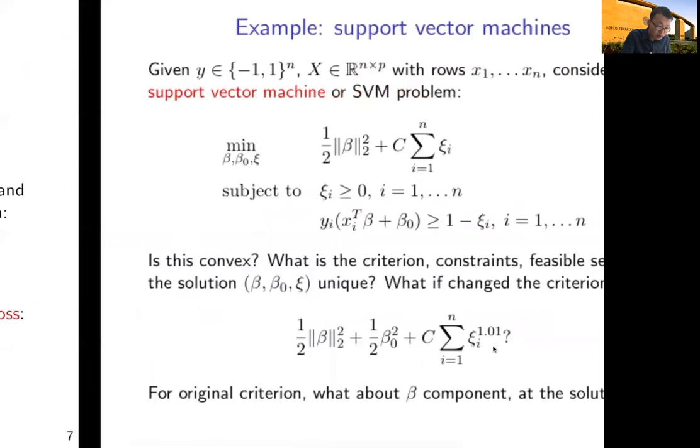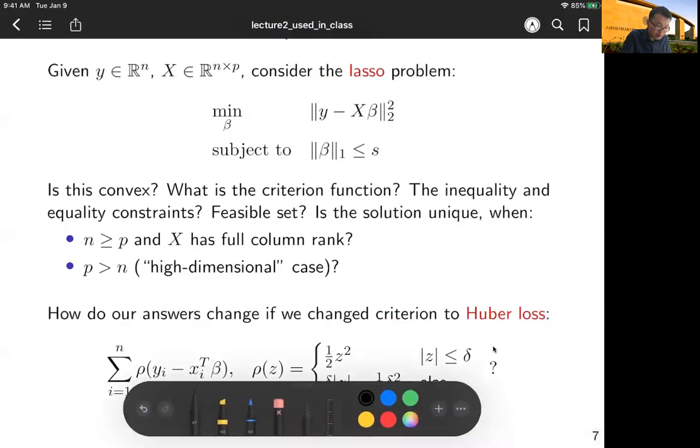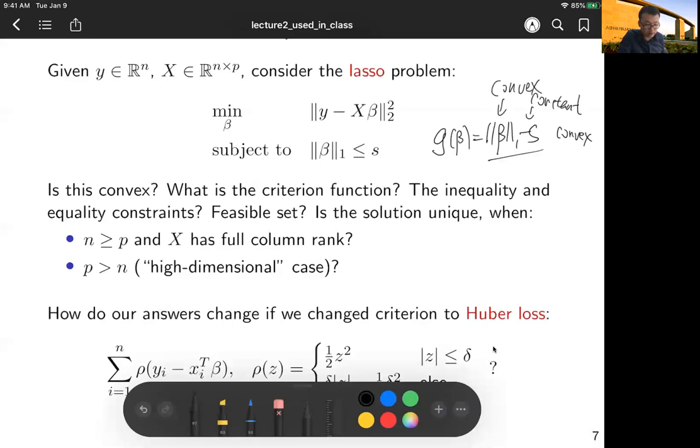All right. Notice that this is not the standard form yet, but we can construct this g function such that g of beta is equal to the one norm of beta minus s, right? Now this is a convex function, because this is a constant, and the sum of a constant function with a convex function remains convex. By doing this, we can rewrite the constraint as g of beta smaller than or equal to 0, and that gives us the standard form of a convex optimization problem.